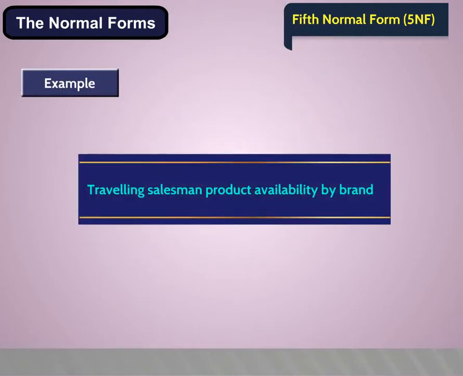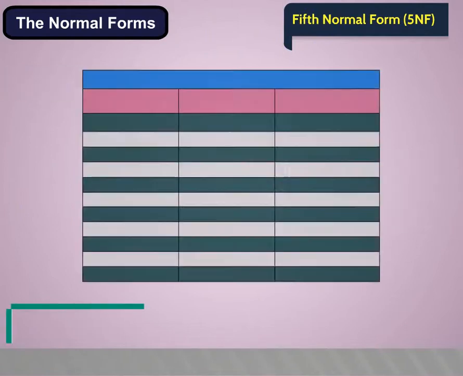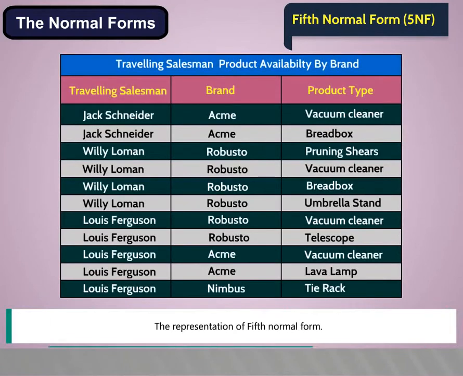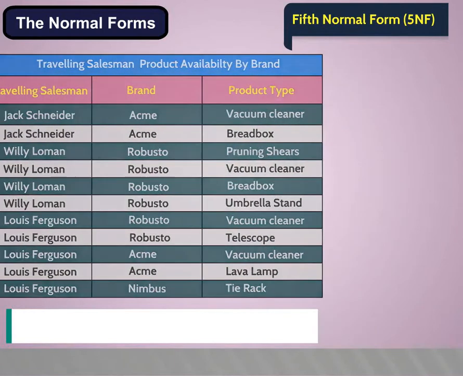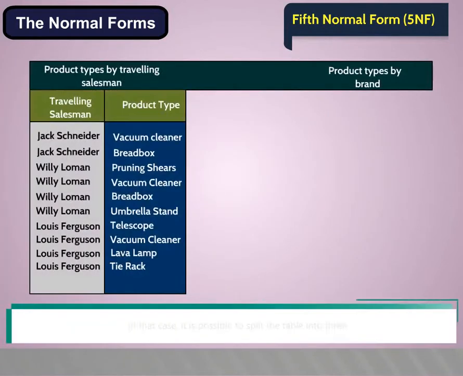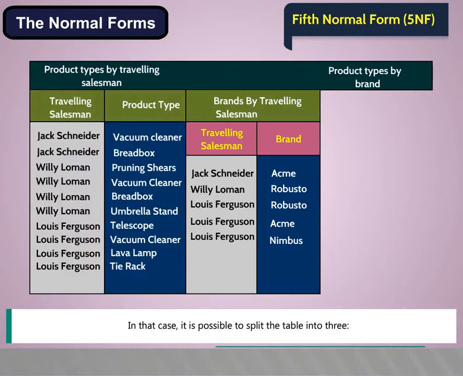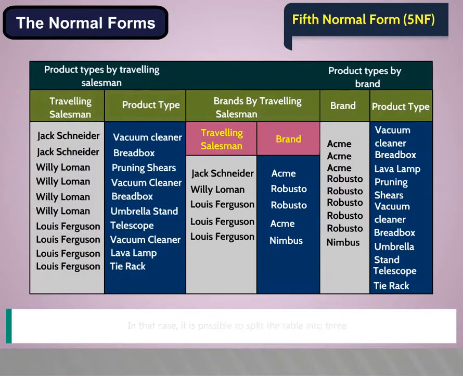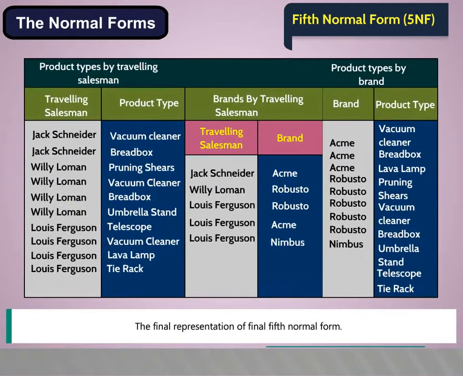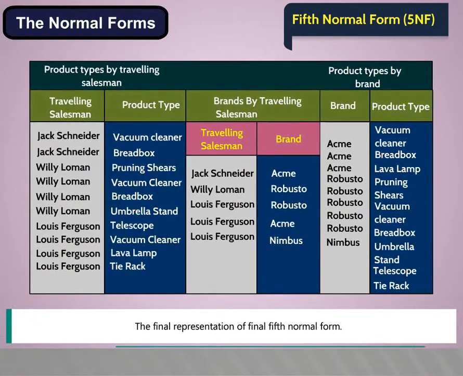Example: traveling salesman product availability by brand. The representation of fifth normal form. In that case, it is possible to split the table into 3. The final representation of fifth normal form.